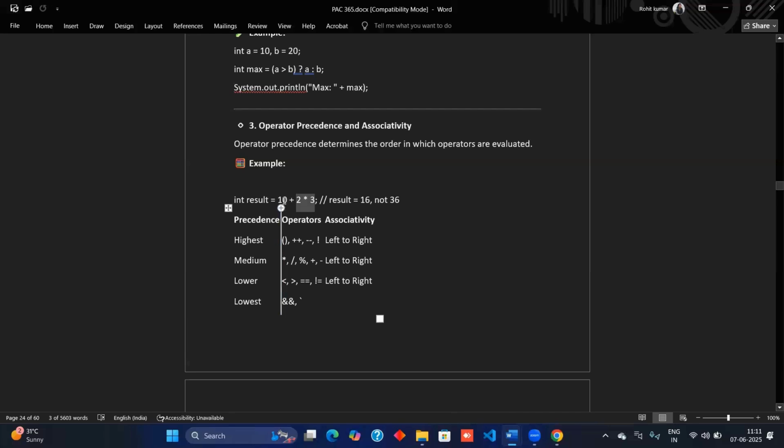This can also be done as 10 plus 2, 12 into 3, 36. But this is not according to our mathematical rule. According to our mathematical rule, we follow the BODMAS condition, in which the multiplication comes first, then the addition comes. In that way only we have to do it here.